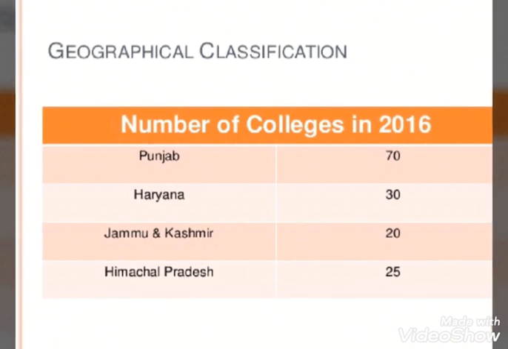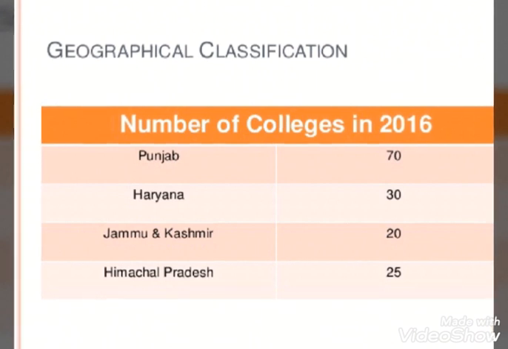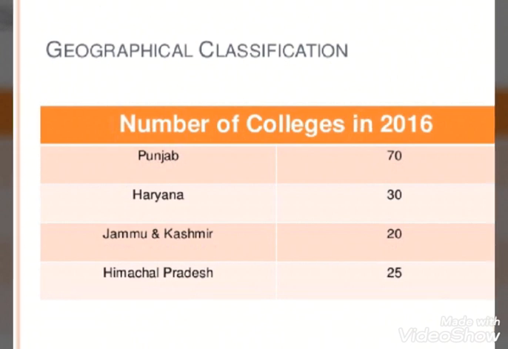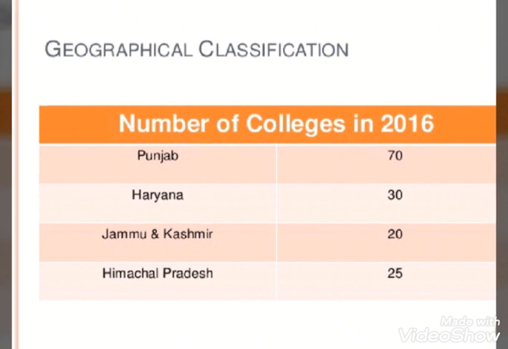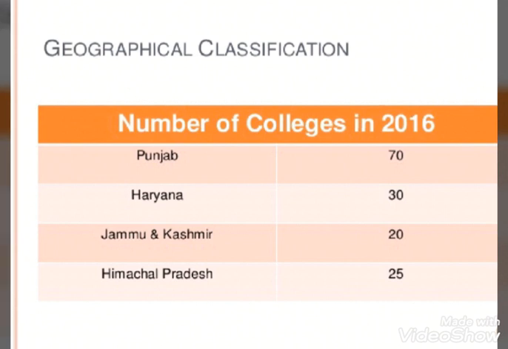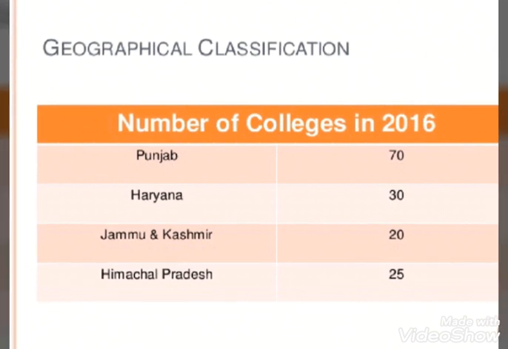Name of colleges in 2016. As you are seeing here, there are regions: Punjab, Haryana, Jammu and Kashmir, Himachal Pradesh, and in front of that, the number of colleges is mentioned. These mentioned numbers are the frequencies, and these names, Punjab, Haryana, are the geographical regions. So these are classifications under the geographical classification.